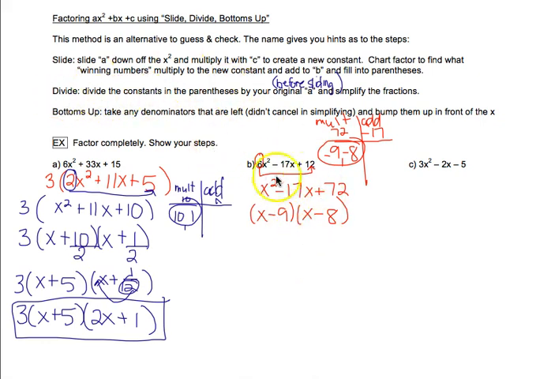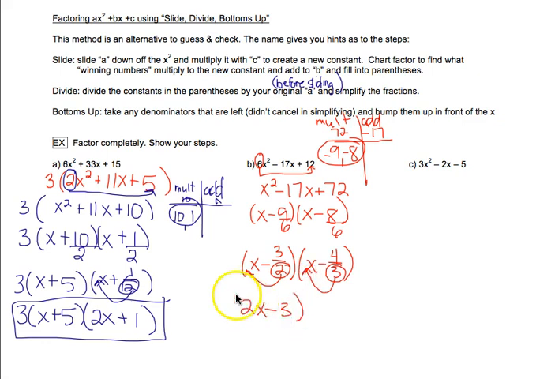Now I need to divide, so divide by my a, which was 6 in this case. And reduce. That's part of dividing, is reducing. These are both divisible by 3, so it becomes 3/2. Over here, these are both divisible by 2, so 4/3. So in this case, they're both fractions, so when I go to bottoms up, this guy comes in front of this x, this guy comes in front of that x. So 2x minus 3 times 3x minus 4.